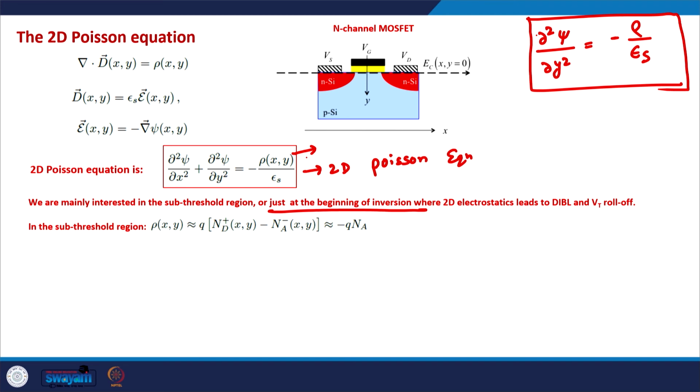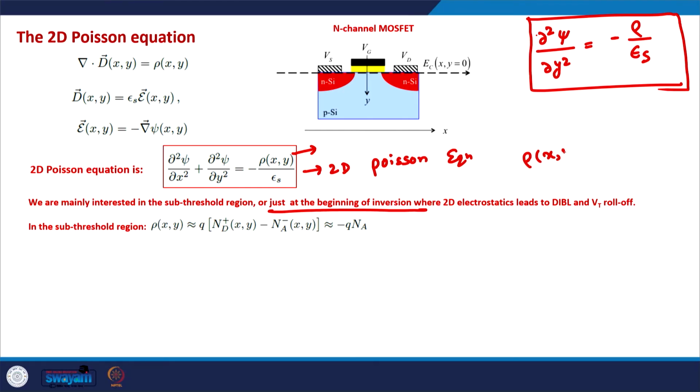Just at the beginning of the inversion, we generally assume that the charge due to the electrons, the mobile charge, is negligible as compared to the depletion charge, which is also true. That is what we have also seen earlier. So, this rho(x,y) just at the beginning of inversion can be written as the charge due to the depletion, just due to the depletion.